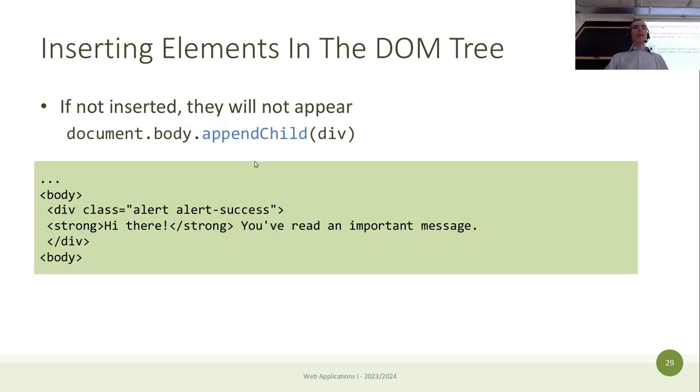And then how do you add the element in the document? You take the element on which you would like to add this new element, and you just say appendChild. That's the simplest way. It appends a new child, so a new leaf to this tree, at the end of all the other leaves, after all the other leaves.